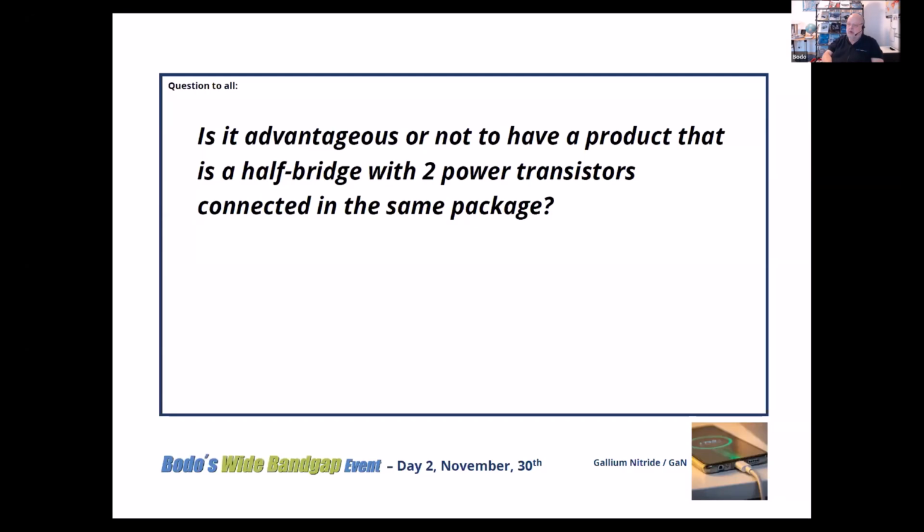It's a question to all of you. Is it advantageous or not to have a product that is a half bridge with two power transistors connected in the same package? May I take a crack at that? Yeah, Alex, go ahead. Okay, the answer is, if it's packaged properly, the answer is yes. At high frequencies, the parasitic power loop inductance plays a significant role in the efficiency of the system.